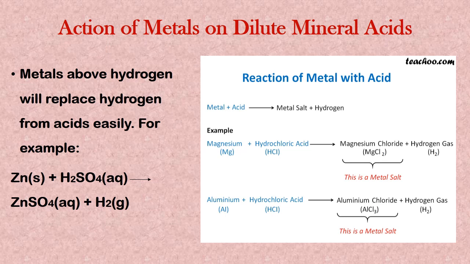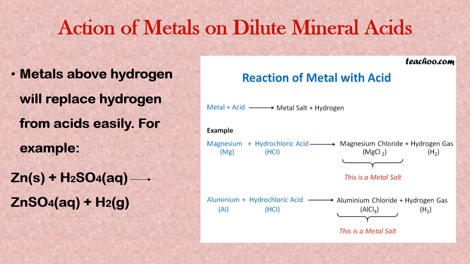Metals above hydrogen will replace hydrogen from acids easily. For example, we have zinc, which is a metal, reacting with tetraoxosulfate 6 acid, that's H2SO4, will displace the hydrogen, while a zinc salt will be formed and hydrogen gas will be given off. So you have metal reacting with acid to give metal salt plus hydrogen gas.